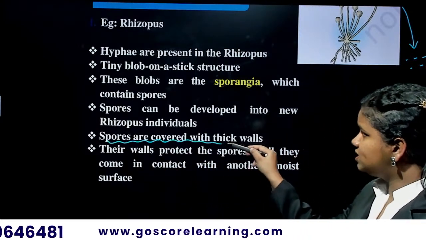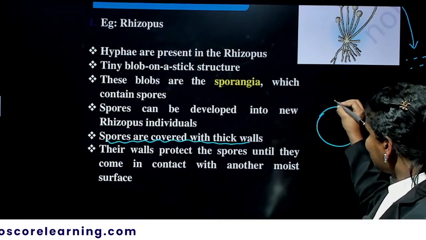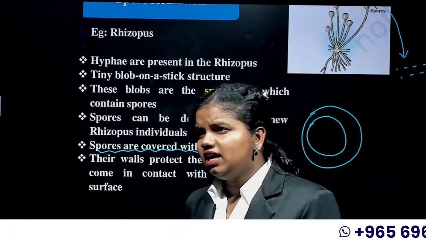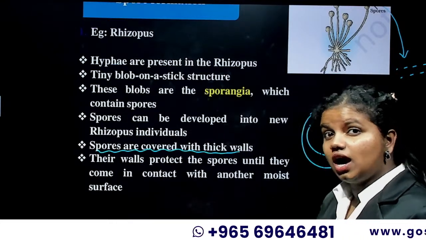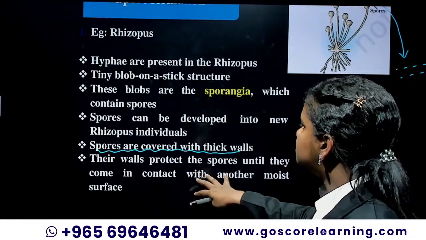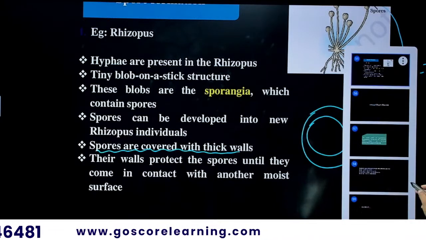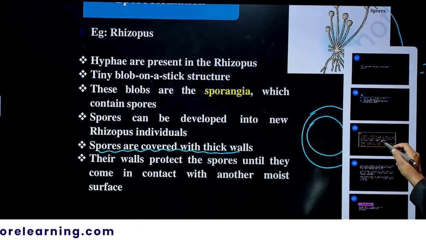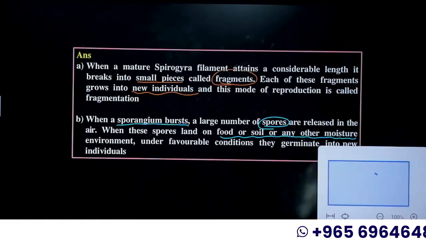And also these spores are covered with thick walls. If you take a look at a spore, it has a very thick coating around it, which makes it very stable. It's almost thermostable and pH stable. It can withstand almost all kinds of harsh environment. So it can stay alive for a long time, and these walls protect the spore until they come in contact with another moist surface. So even if they fall down, they can stay there like that for a few days, maybe a few months, until they get a new space to grow.